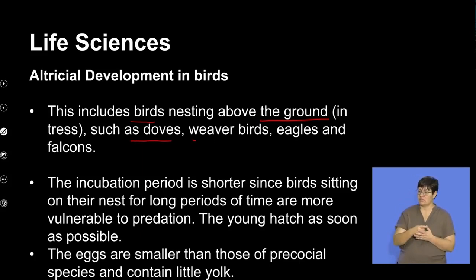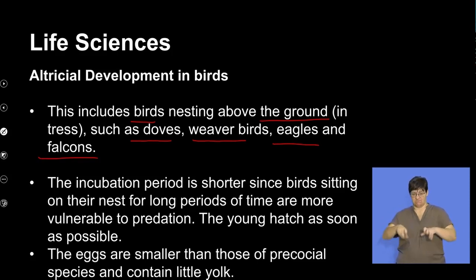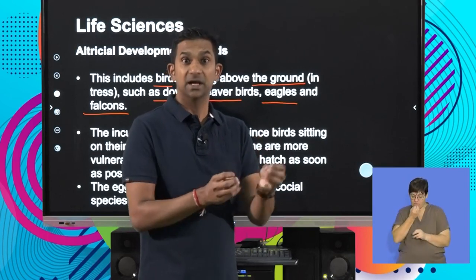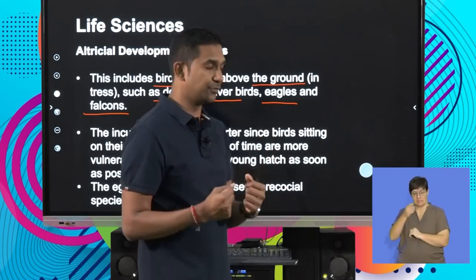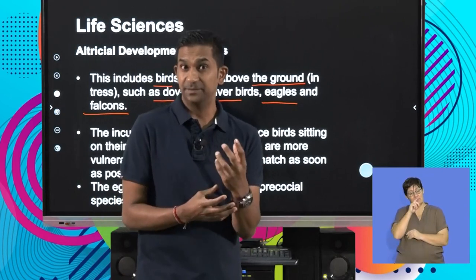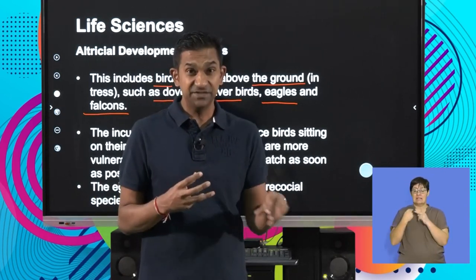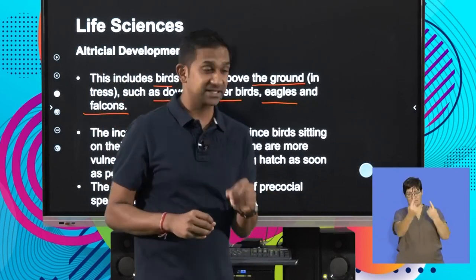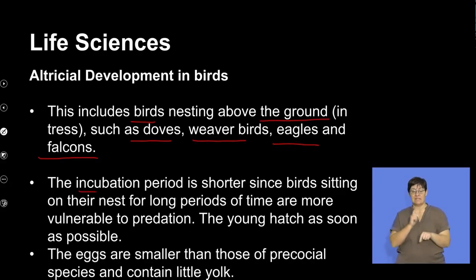Examples are the doves, the weaver birds, your eagles, as well as your falcons. So these perch high up in trees away from predators, because when these young hatch, they spend extensive periods of time in their nest, depending on their parents to bring them food. And so as a young developing chick, their safety depends on being isolated in an area where predators cannot easily access them. So you'll find that the incubation periods are much shorter when we compare that to your precocial birds.